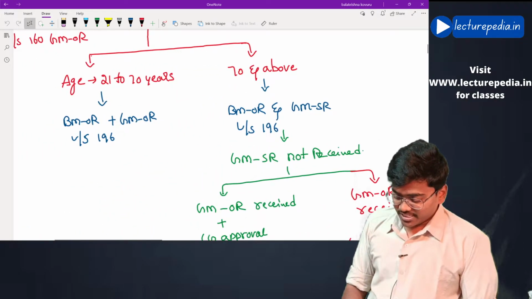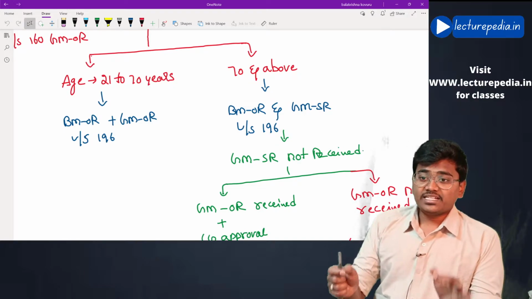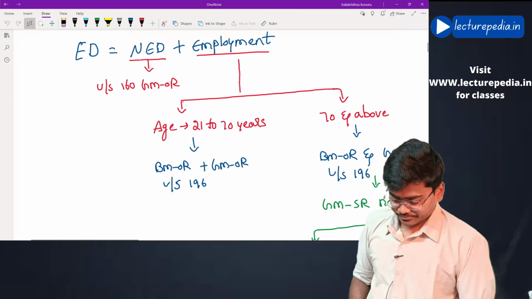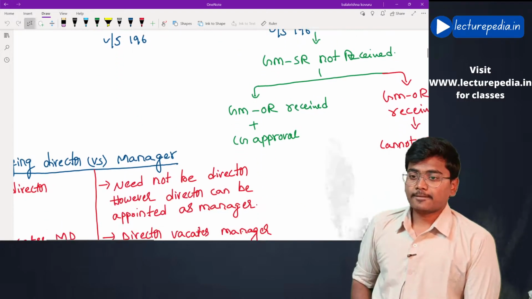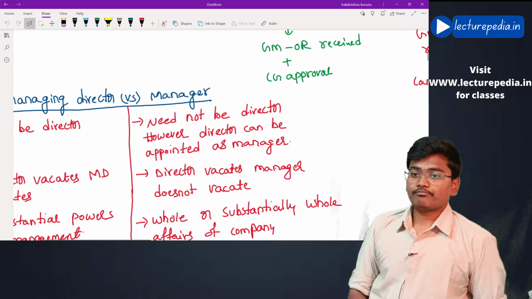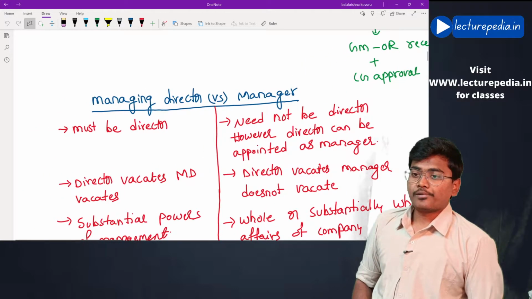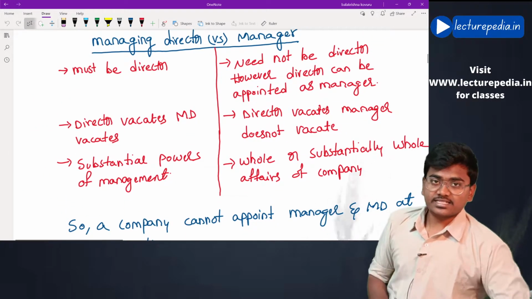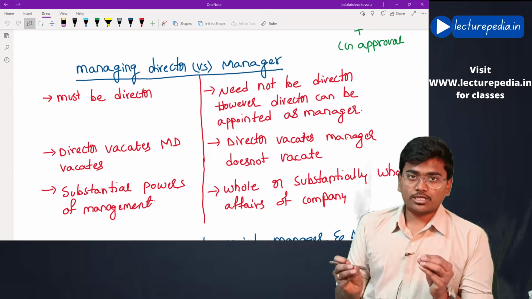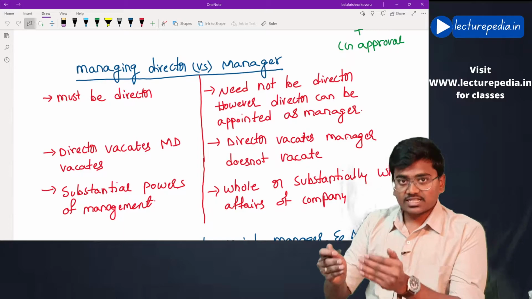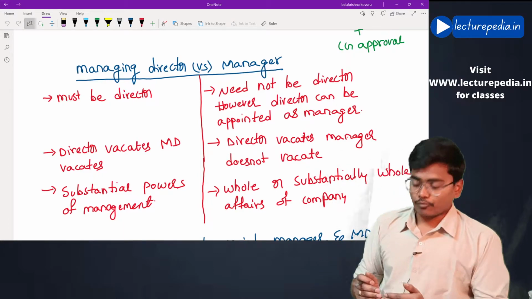These are specified in section number 196 regarding appointment of executive directors. Next, still section 196 is not completed. We have just seen the appointment section. Still there is a lot to be discussed in section 196.